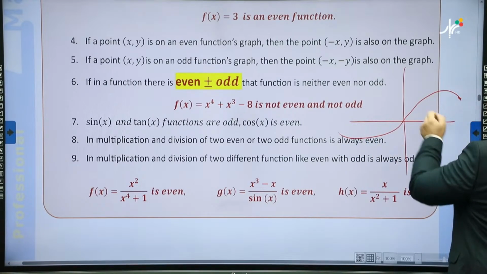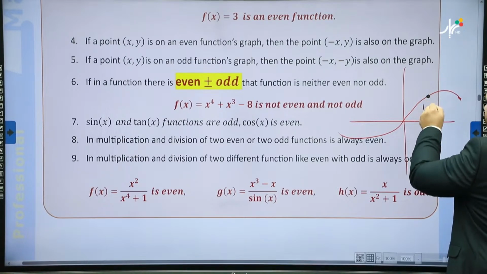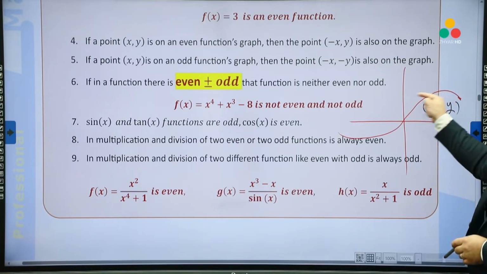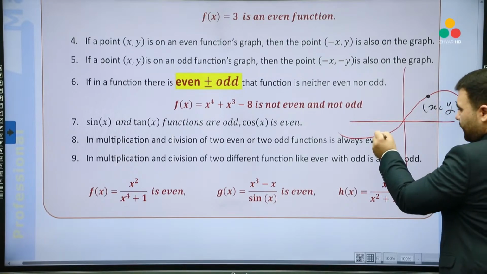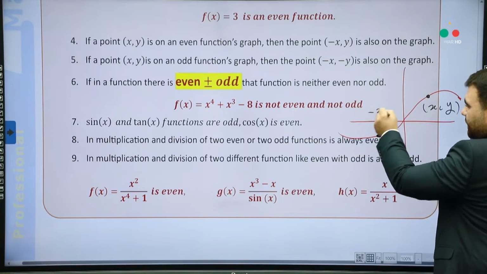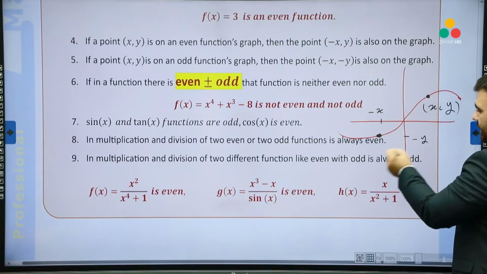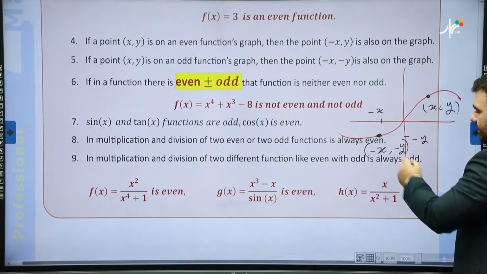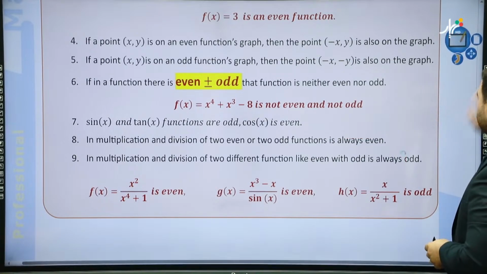On this odd graph, if I say this point is (x, y), if (x, y) is here, x is positive, y is positive as well. What could this point be? Isn't it (negative x, negative y)? Then as a point, this is (negative x, negative y). That was on graph.